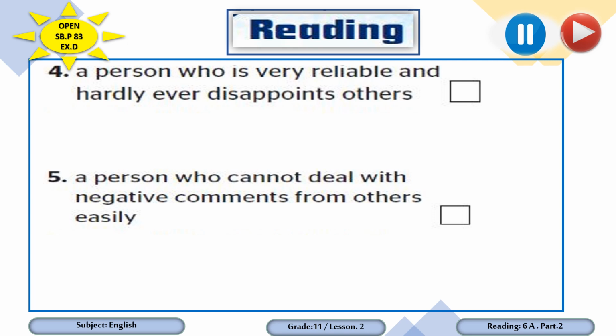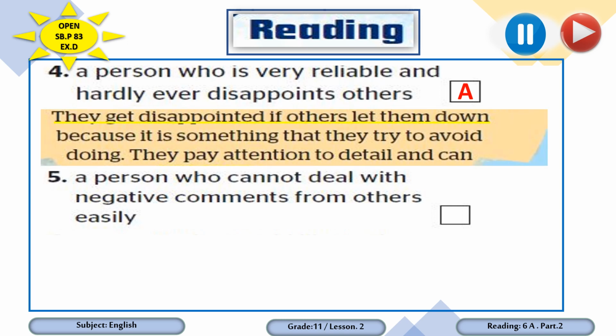Okay, let's check the answers. 4. A person who is very reliable and hardly ever disappoints others. Excellent. Belongs to personality trait A, the keepers. As we can find out here, the keepers get disappointed if others let them down because it is something that they try to avoid doing.